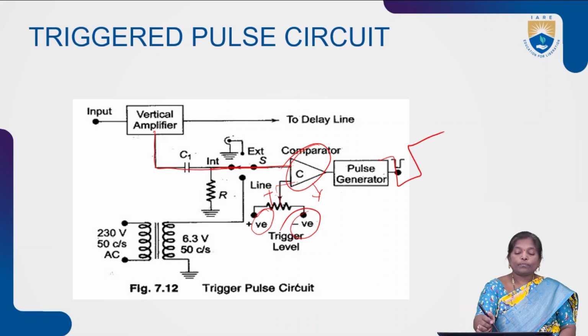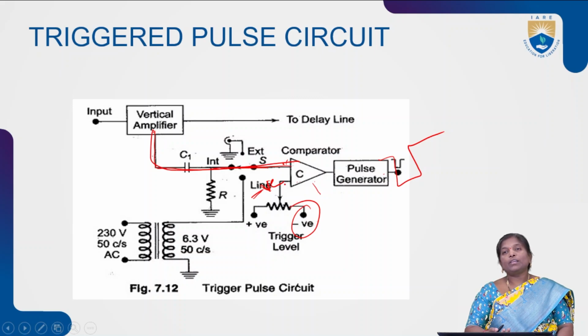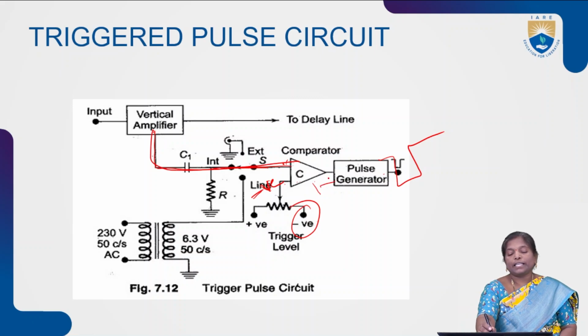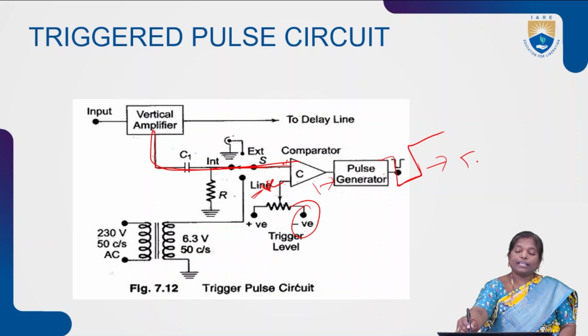Similarly, if one input is the signal from the vertical amplifier, and the other input is the negative trigger level, we are applying the negative trigger level to a comparator. In this case also the comparator will compare two input signals. If both the inputs are the same, then the output is given to the pulse generator. Then the pulse generator generates the signal and finally it produces the triggering output.